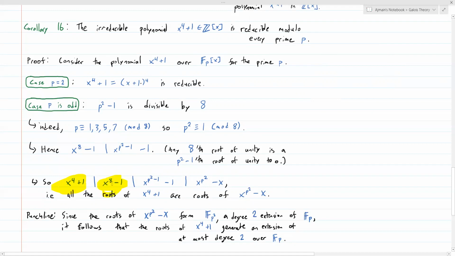Next, this guy is a factor of this guy, as we just showed. Next, this guy is a factor of this guy. You multiply this guy by x, right? So x to the p squared minus 1, all times x, is going to give you x to the p squared minus x. So all the roots of x to the 4th plus 1 are roots of x to the p squared minus x. That's what it means for this guy to be a factor of this guy.